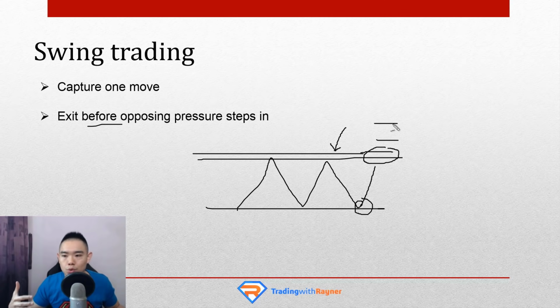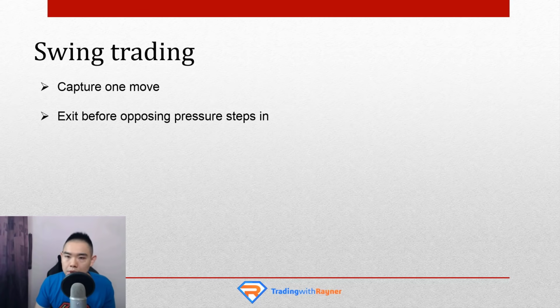So this is why you want to be smart about this. Don't set your target above resistance, because you're making the market difficult to reward you. Instead, set it before resistance, before opposing pressure steps in, because this is where you have a higher likelihood of exiting your swing trade with a profit. Okay, so let me share with you a few charting examples so you know what I mean.